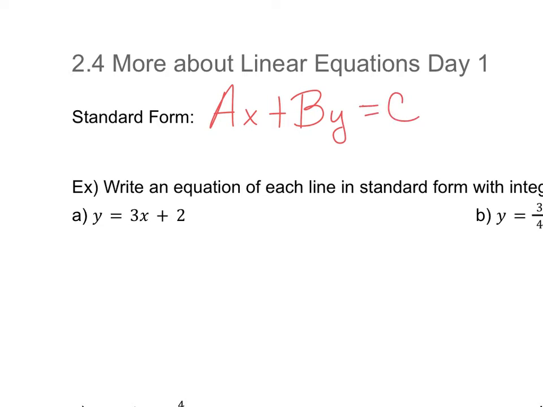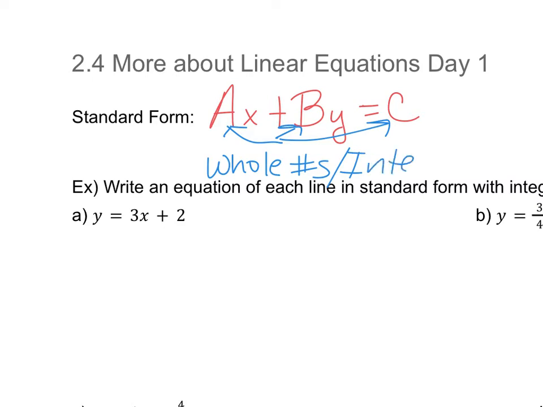And then what's important is A, B, and C are all whole numbers, integers. Okay, so they can be positive or negative, but it has to be a whole number. No fractions, no decimals. Okay, so A, B, and C are just numbers.